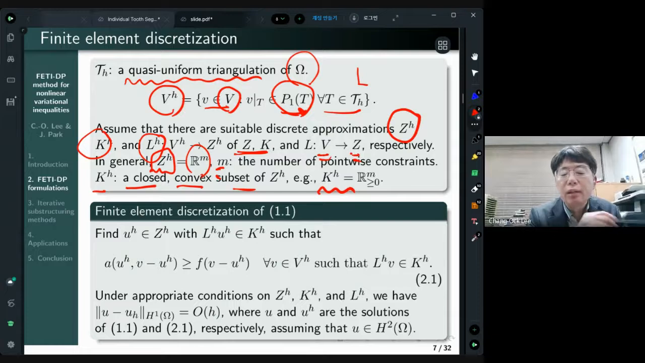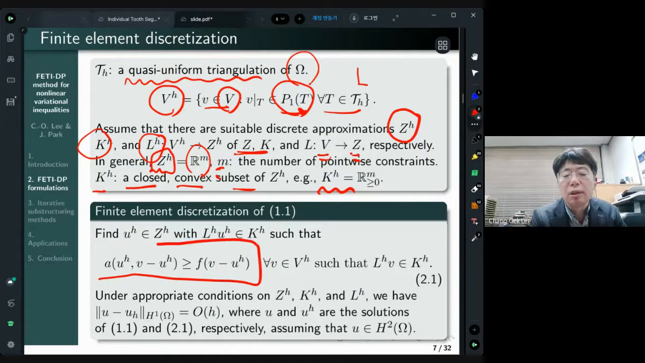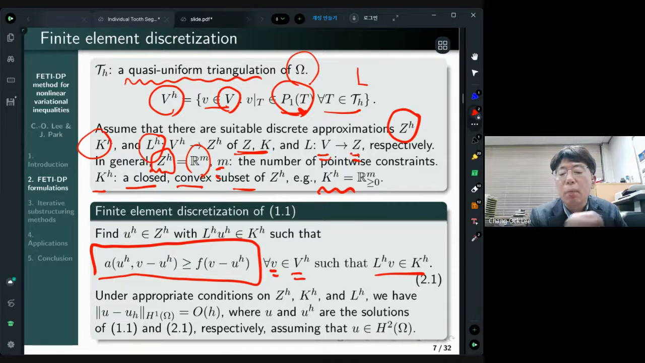So, and the finite element discretizations of this variational inequality model is now, so instead of continuous problems, we replace each variable by the discrete variables. And each function is in the finite element space. Okay, so under appropriate conditions on these space and operator, if you choose a very suitable one, then we have the finite element convergence. The convergence is O(h). So we have the first order approximations.